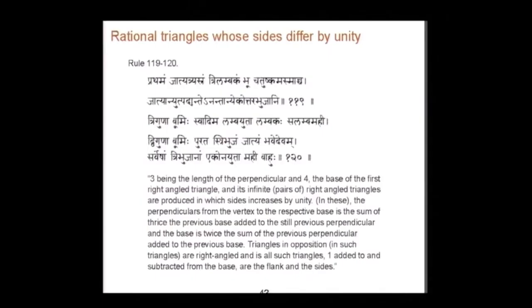3 being the length of the perpendicular and 4 the base of the first right angle triangle, and its infinite pairs of right angle triangles are produced in which sides increase by unity. In these, the perpendicular from the vertex to the respective base is the sum of thrice the previous base added to the still previous perpendicular, and the base is twice the sum of the previous perpendicular added to the previous base.